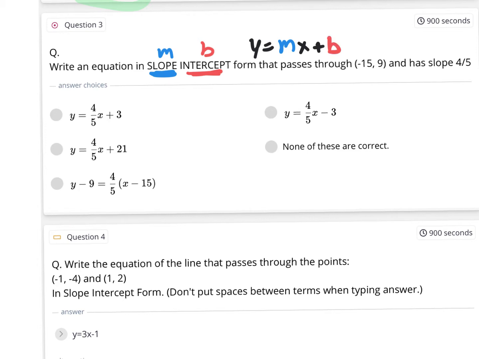Anyway, do they give us a slope and an intercept? They give us a slope for sure. Right there it is. The m value is 4/5. We could write that down right here. m is 4/5.